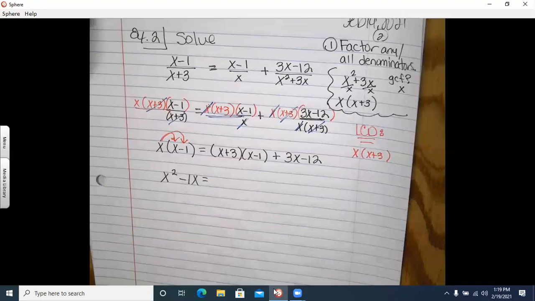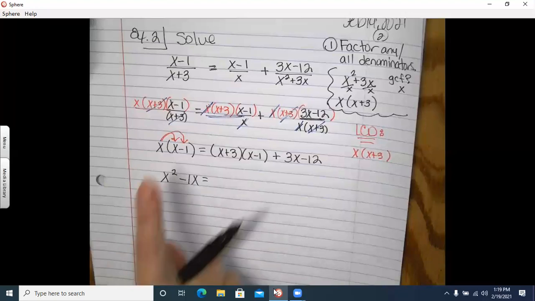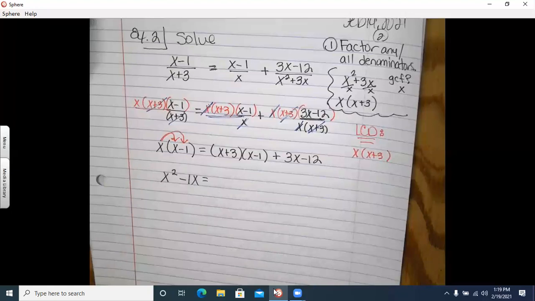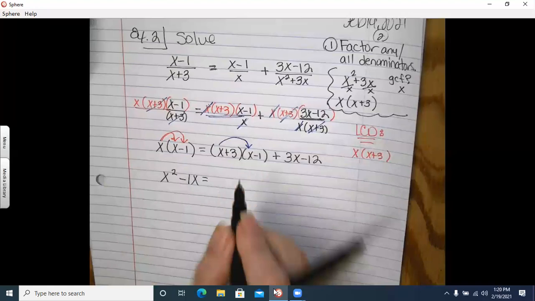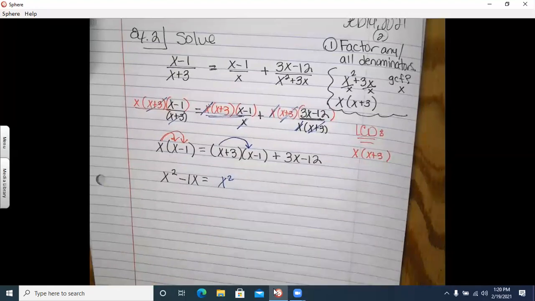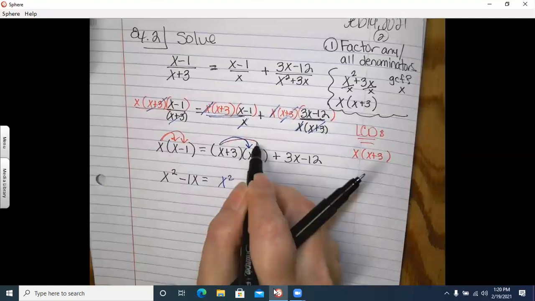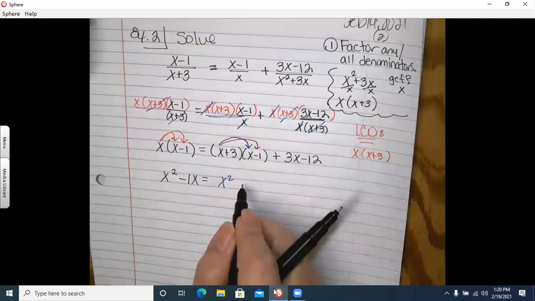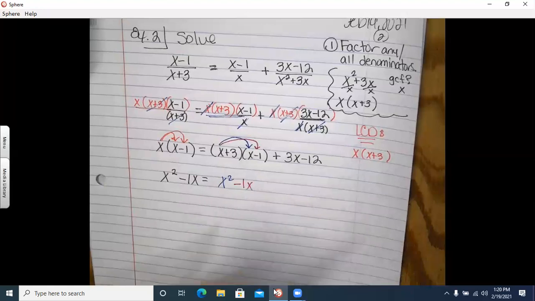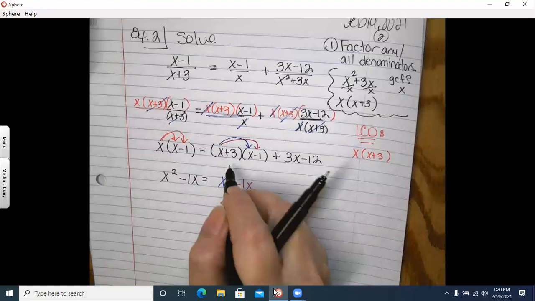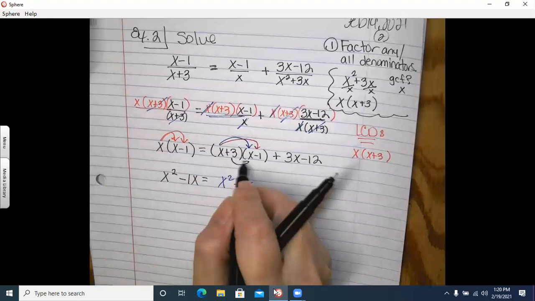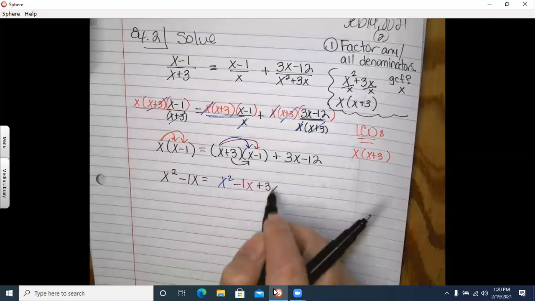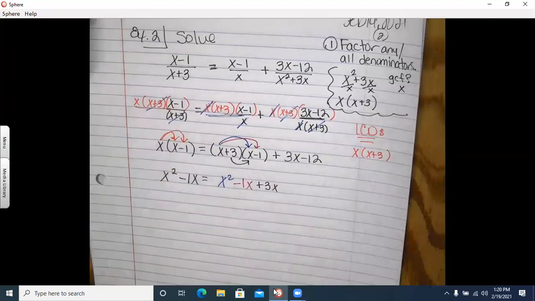Now to distribute over here, I have a binomial times a binomial. So there's a little bit more distributing going on than there was over here. So be careful. X times X is X squared. Now we got to distribute to the negative 1. X times negative 1. Negative 1X. Now I'm going to distribute the 3. Positive 3 times positive X. Positive 3X. And positive 3 times negative 1. Negative 1.